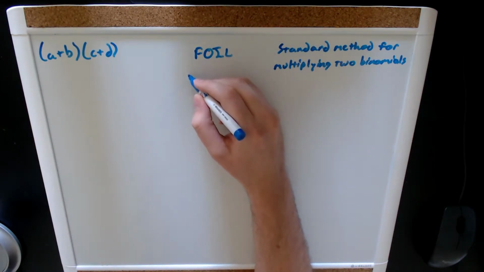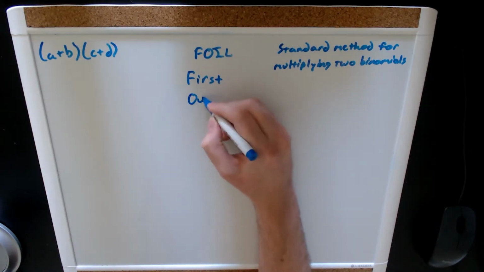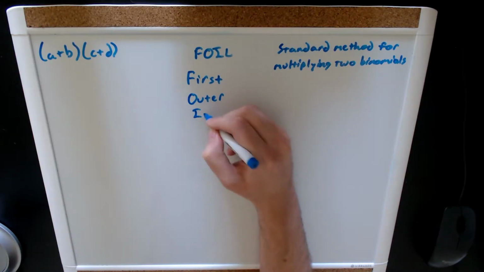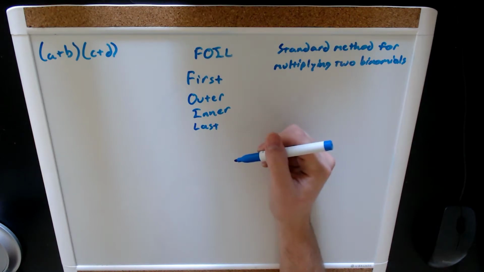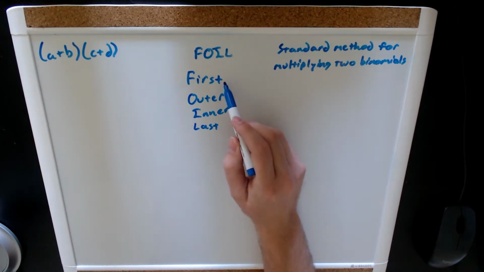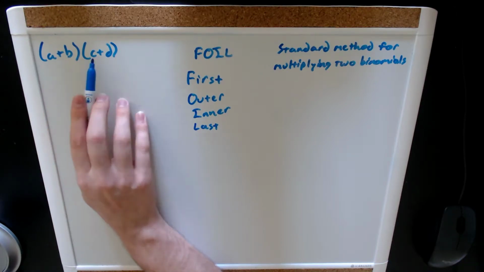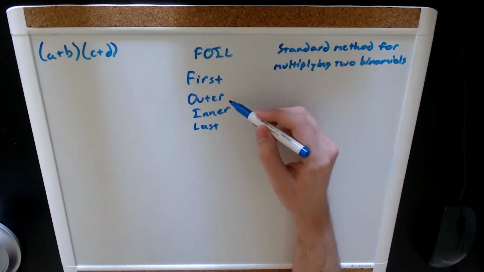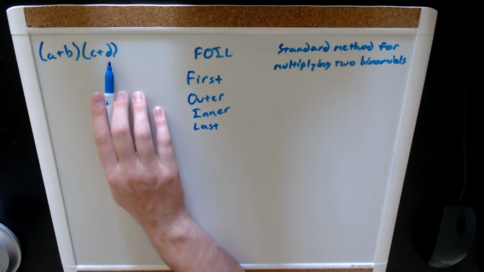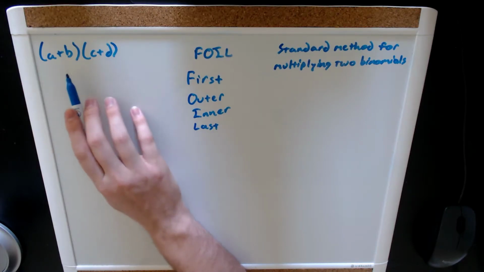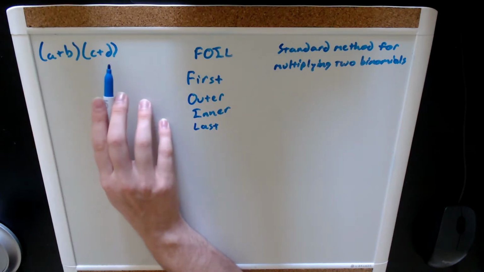In this instance, FOIL stands for first, outer, inner, and last, telling us that we should multiply the first terms in each of the binomials, i.e. the a and the c. Outer, meaning we should multiply the outer two, being a and d. Inner, b and c. And last, b and d.